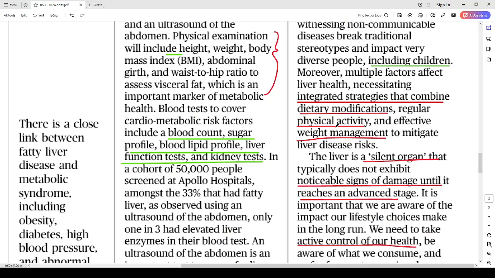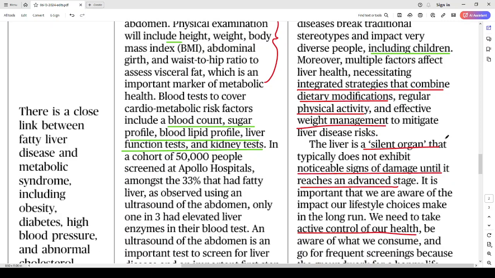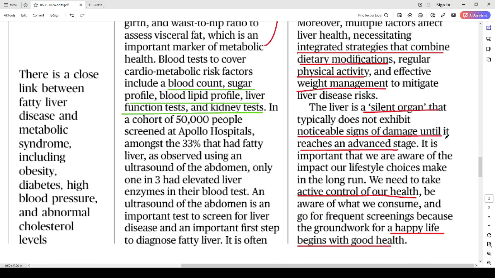We have to make dietary modifications, do regular physical activity, and manage weight effectively to mitigate these liver diseases. The liver is a silent organ, is what they're saying. It's basic science. The liver is a silent organ that typically does not exhibit noticeable signs of damage until it reaches an advanced stage. This is the danger of it. Something happens in our body, but the liver doesn't show signs of damage until it is too late. It is very important that we do the screenings frequently.